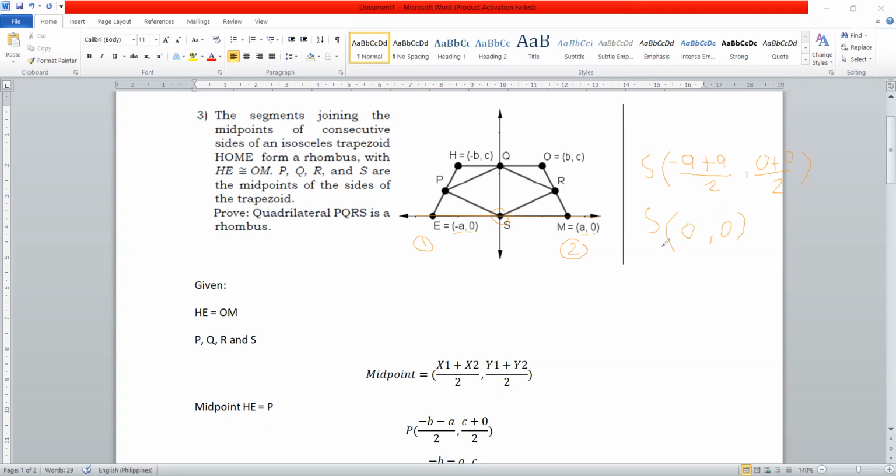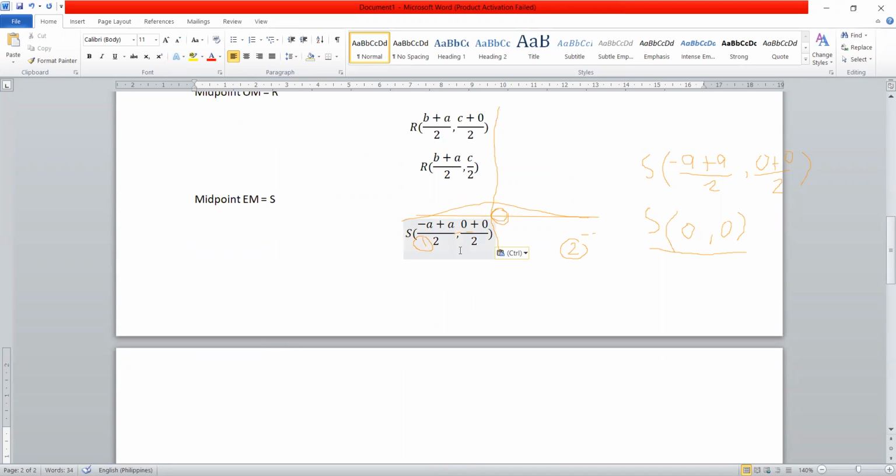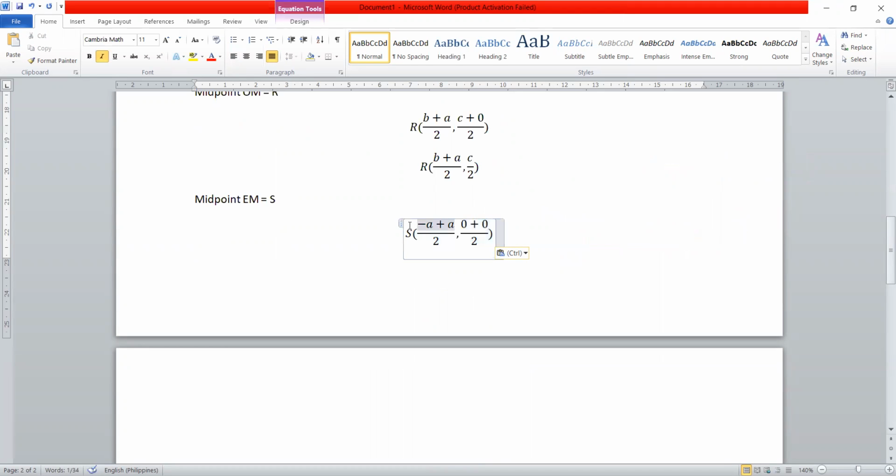And as you can see, it's the origin. So the origin is the one on your Cartesian plane. So the coordinate of point S is 0, 0. So that's correct. So I'll write it again down below. So we have here the midpoint of EM, or point S, is 0, 0.